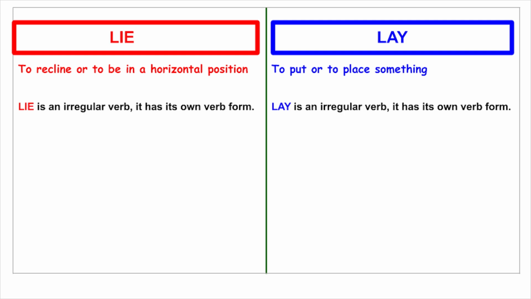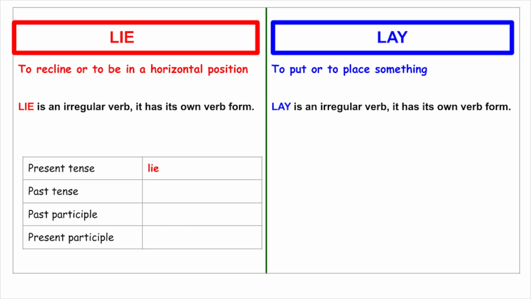Lie and lay are both irregular verbs and have their own verb forms. Let's compare them. Lie in its present tense form is, of course, lie. The past tense is lay, not lied, L-I-E-D. It's lay. Now you will notice that this lay, which is the past tense of lie, is spelled and pronounced the same as lay, which means to put or to place something.